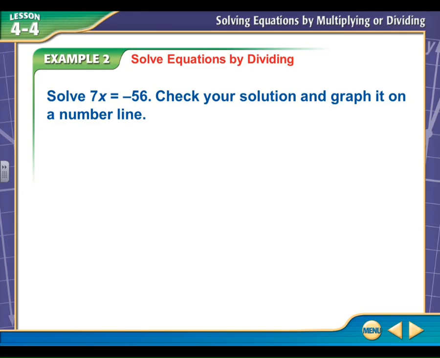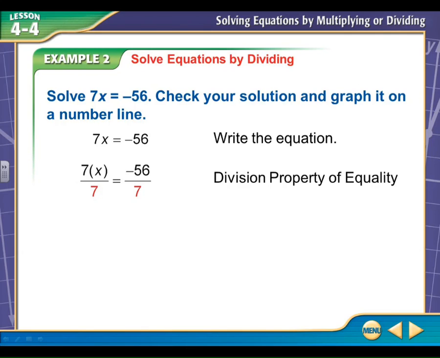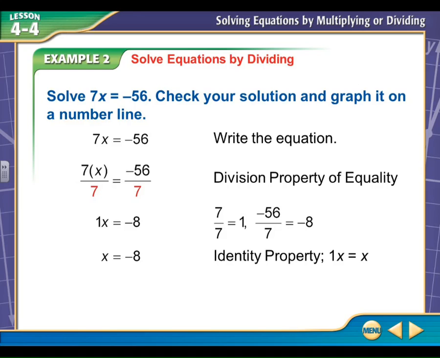Let's say that we're going to solve equations by dividing. So solve 7x equals negative 56. Check your solution, and then they want us to graph it on a number line. Well, first of all, let's just solve 7x equals negative 56. All right, here we're writing the equation. The opposite of multiplying is dividing, so we're going to divide both sides by 7. 7 divided by 7 is 1. A negative 56 divided by a positive 7 is negative 8. So x is equal to negative 8.